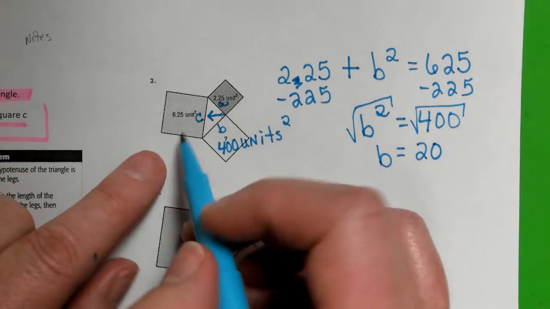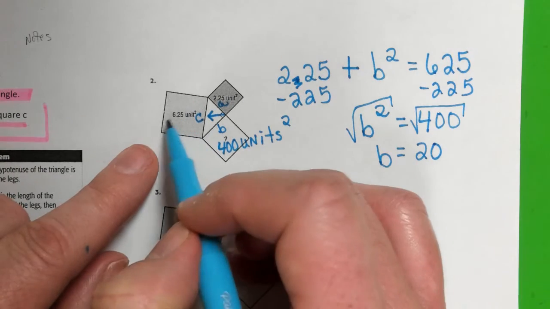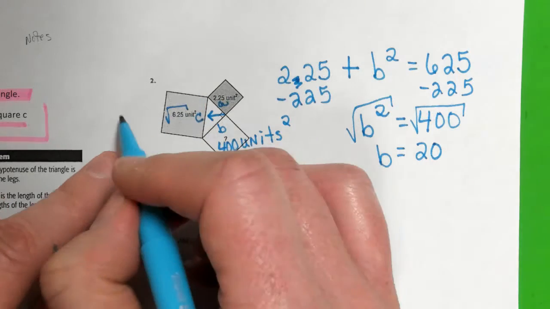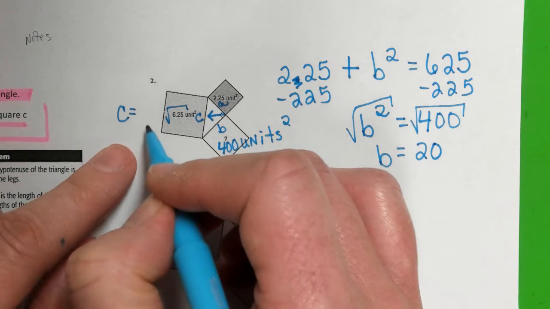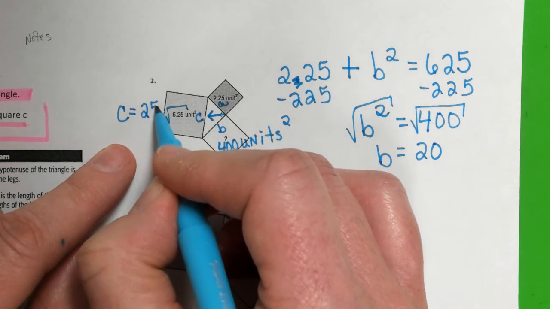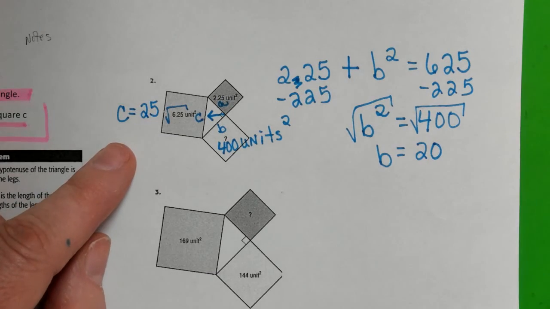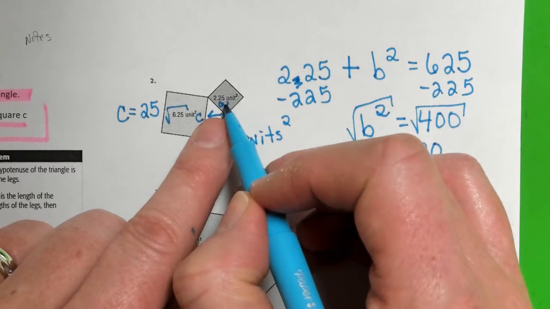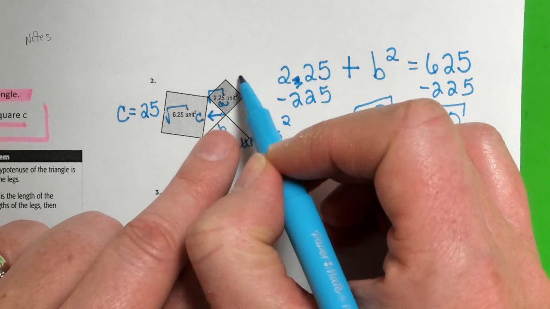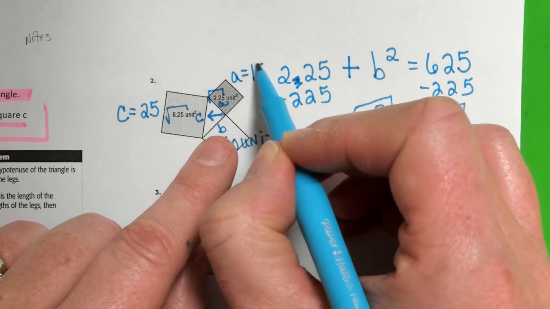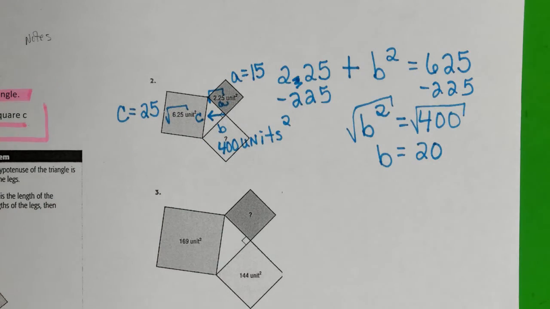Okay, let's look at what the side lengths are of these. If I take the square root of 625, the square root of 625 is 25. You could test that with your calculator. The square root of 225 is 15. So side A is 15.